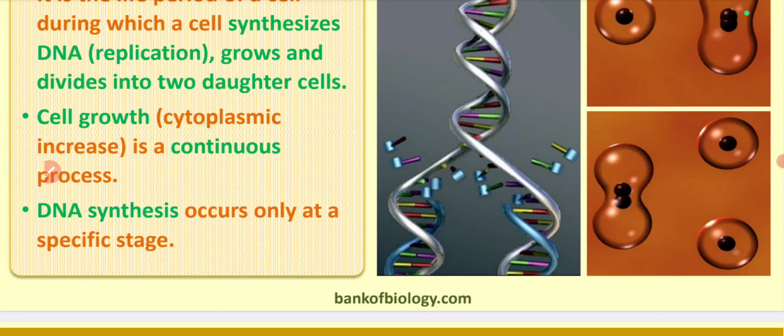Cell growth, that is also called cytoplasmic increase, is a continuous process. DNA synthesis occurs only at a specific stage. According to the proper definition in your NCERT, the sequence of events by which a cell duplicates its genome, synthesizes the other constituents of the cell and divides into two daughter cells is termed as cell cycle. And cell growth, meaning cytoplasmic increase, is also a continuous process.